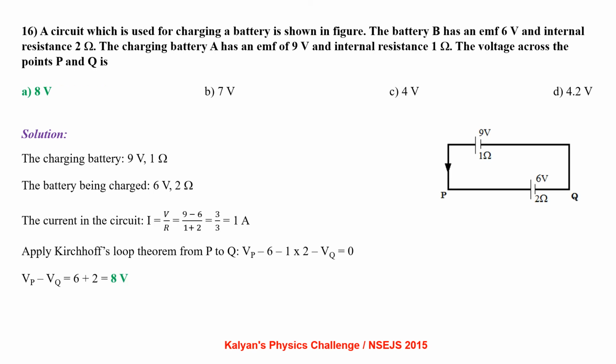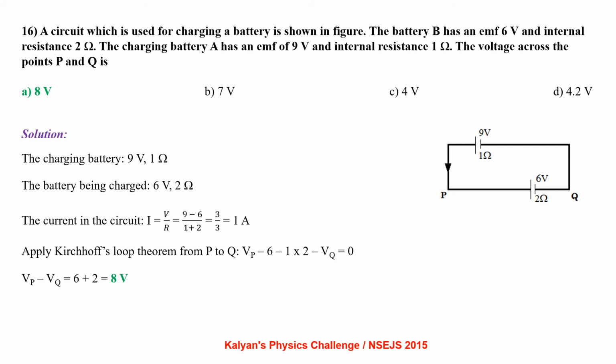A circuit which is used for charging a battery is as shown in figure. The battery B has an EMF of 6 volt and an internal resistance of 2 ohm. The charging battery A has an EMF of 9 volt and an internal resistance of 1 ohm. The voltage across the points P and Q is. The charging battery is 9 volt 1 ohm. The battery being charged is 6 volt 2 ohm.